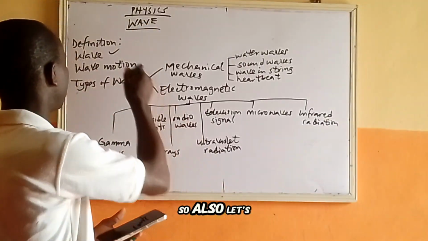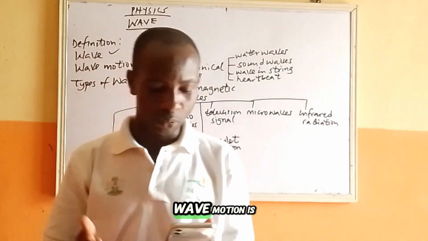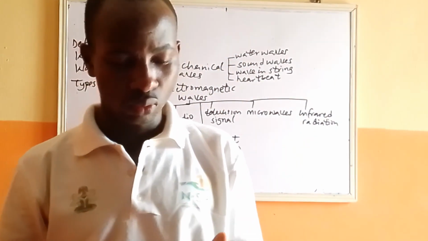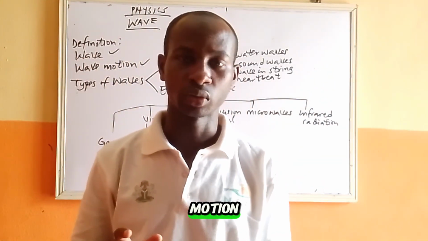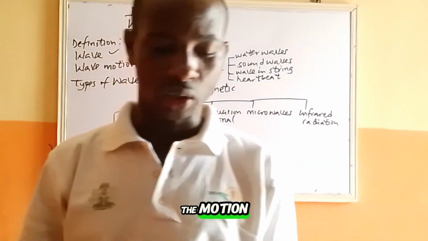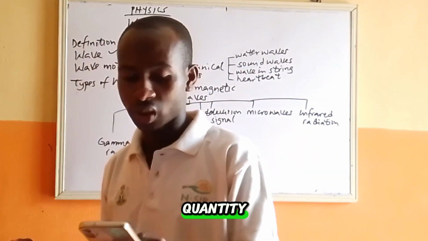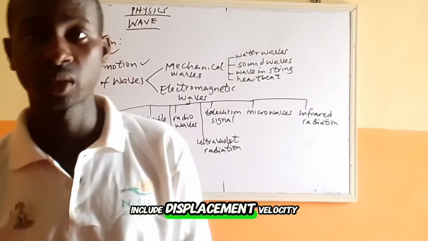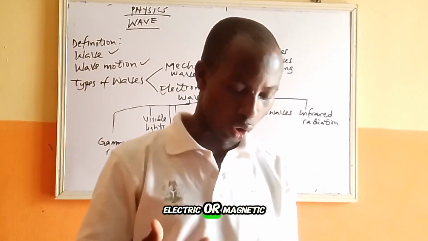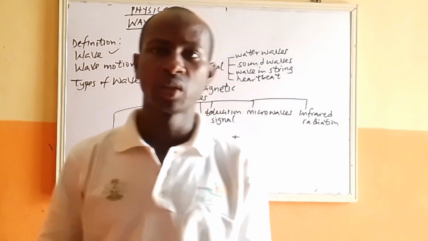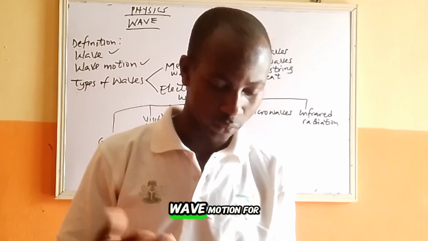So also, let's look at wave motion. What is a wave motion? A wave motion is the motion through a medium of any quantity. What are the quantities? The quantity may include displacement, velocity, pressure, and electric or magnetic fields that vary with time. That is a wave motion.